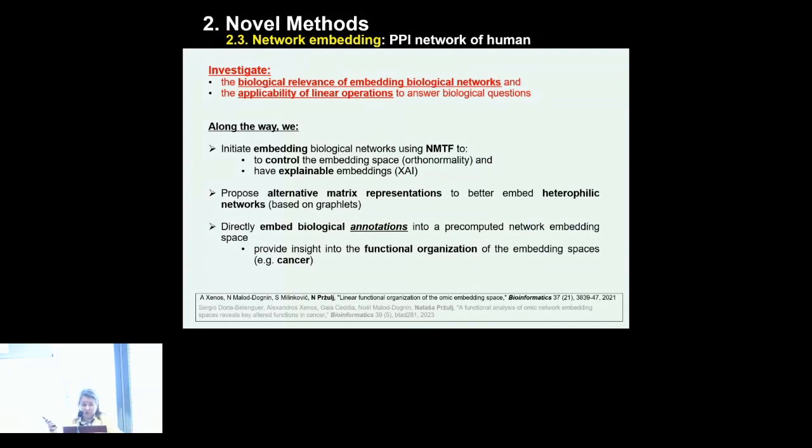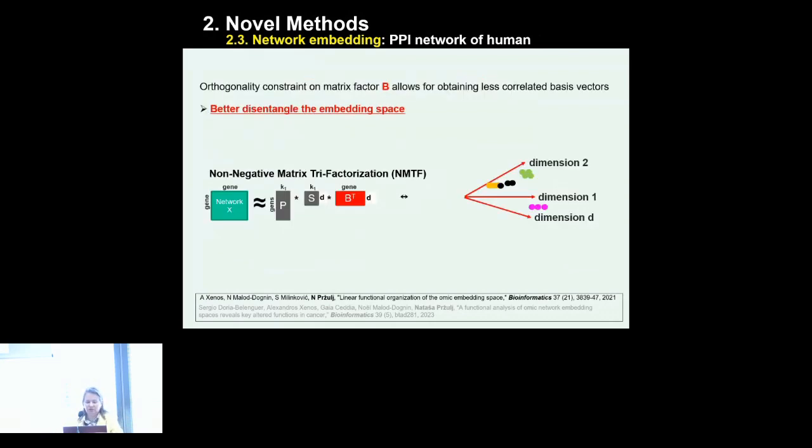So, and also we propose alternative matrix representations to better embed heterophilic networks based on graphlets. And we directly embed also annotations in the space spanned by genes and provide a better functional organization of the embedding spaces. So let me just illustrate things. So we want to better disentangle the embedding space. So this is why we want to put orthonormality or orthogonality on the basis, so that the functions will be more disentangled.